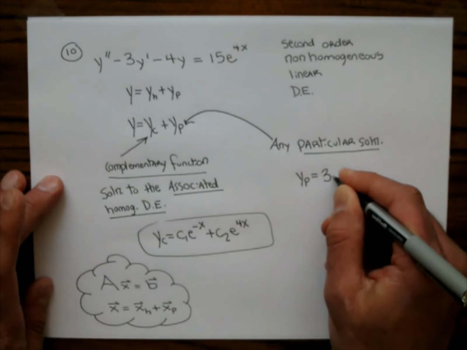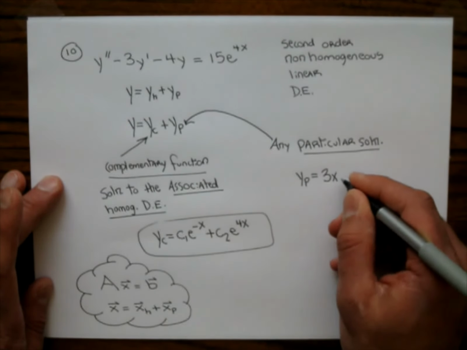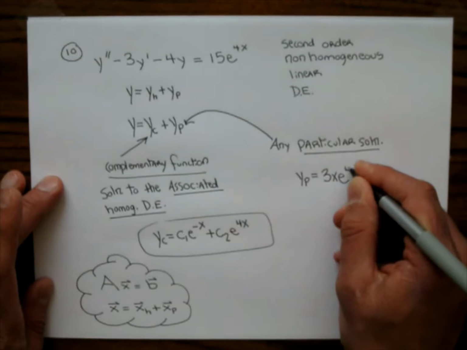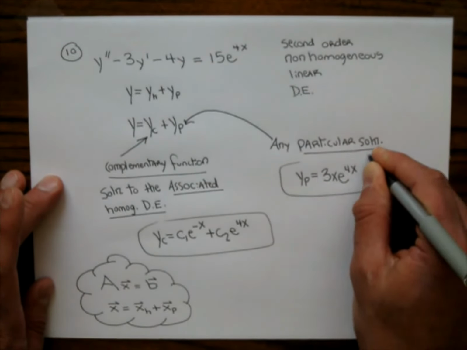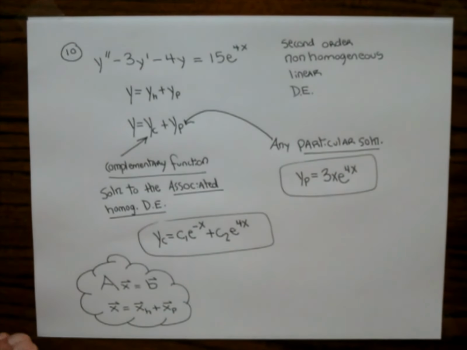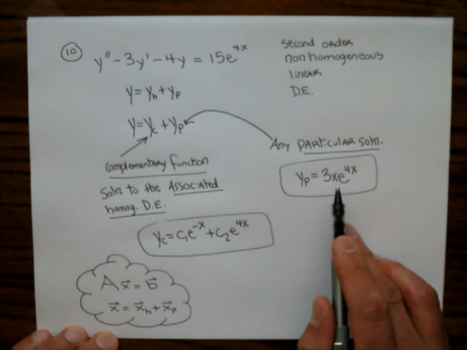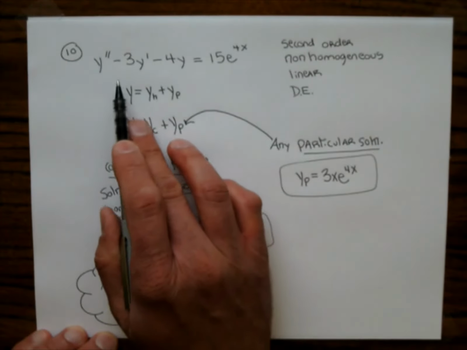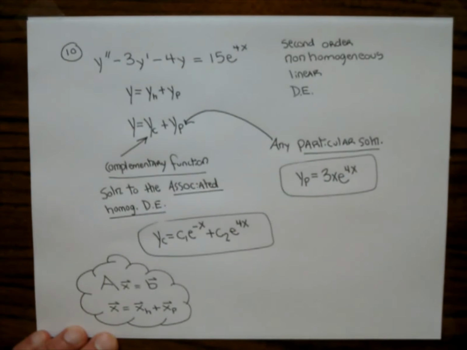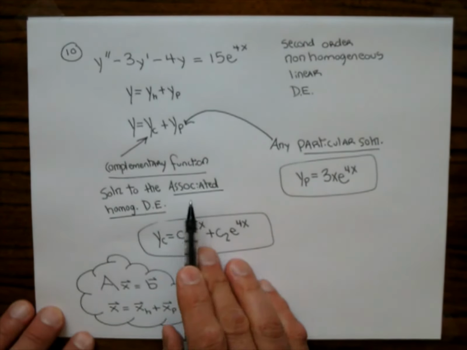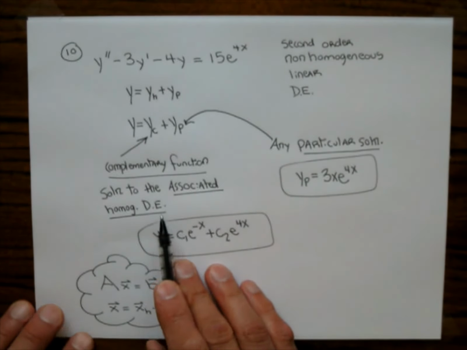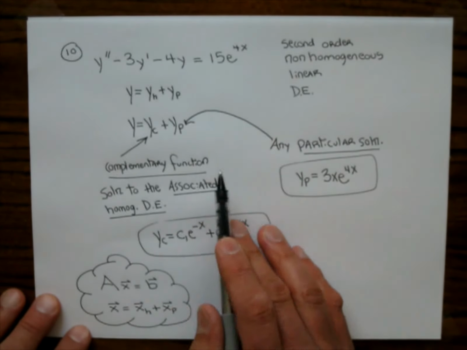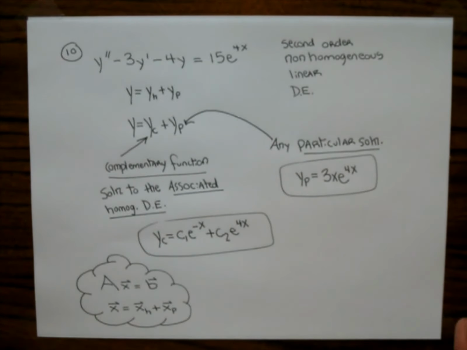It is 3x e to the 4x power. I did this using the method of annihilators, which we have not learned yet. So if you add both of those solutions together, just like you did back in linear algebra, you end up getting the solution to the non-homogeneous differential equation. Okay, so these were kind of new definitions: associated homogeneous differential equation, complementary function, particular solution. We'll be using those again and again.